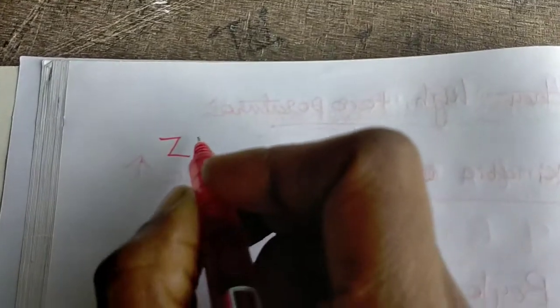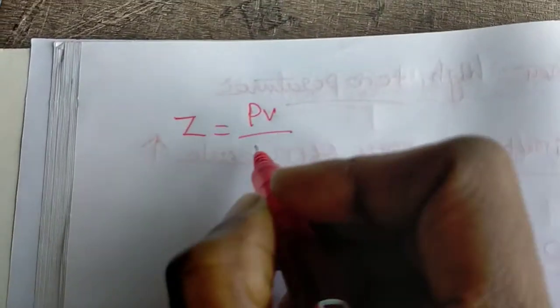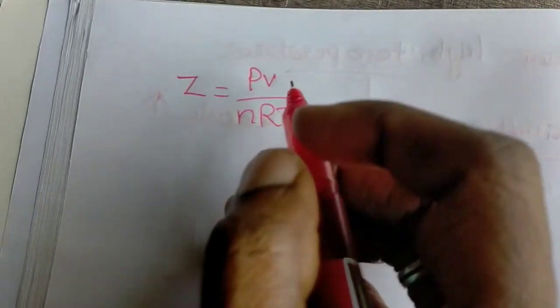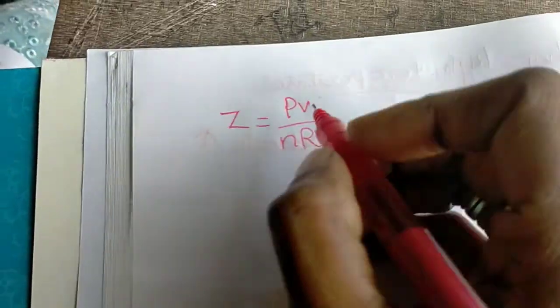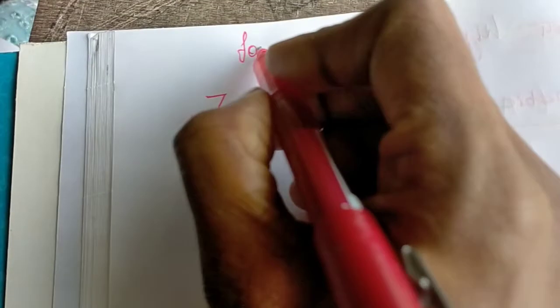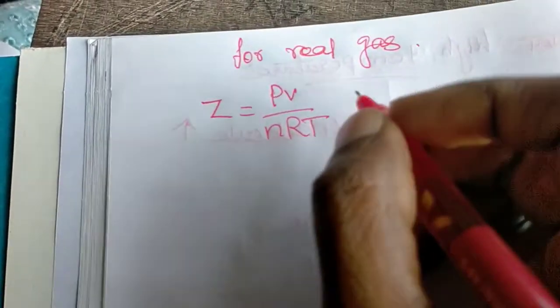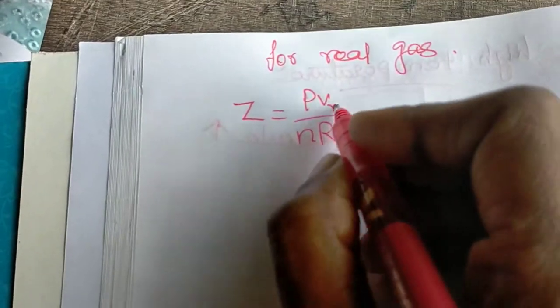So from that we can write the compressibility factor for real gases. Compressibility factor Z is equal to PV divided by nRT. So V for real gas, this will become real.